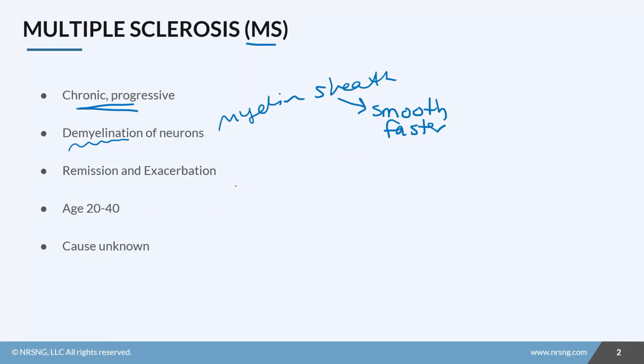Now, a key point to know about MS is that it is cyclical, which means it comes in waves of remission, which is where they feel great, and exacerbation, which is where it gets worse. So some days they're feeling awesome and other days they can't even get out of bed. Now, it primarily begins between the ages of 20 and 40, and unfortunately, the cause is entirely unknown at this point.